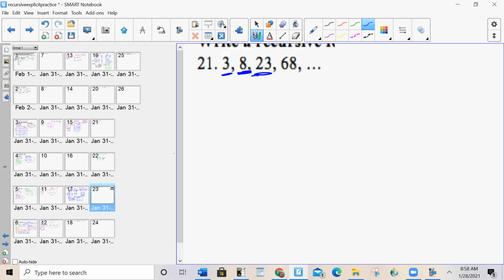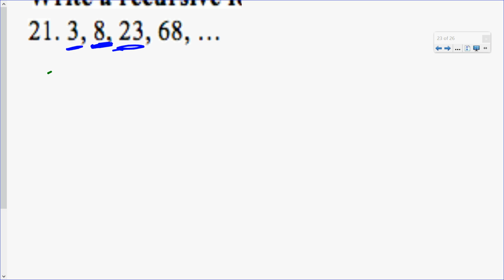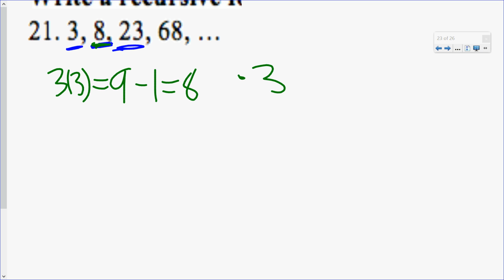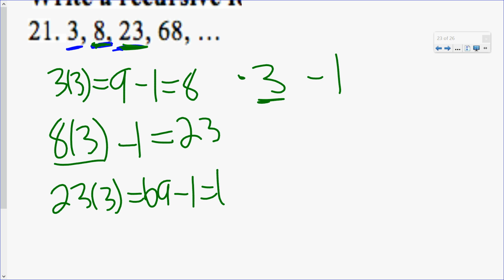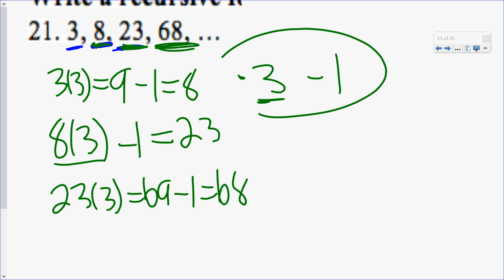Let's now try multiplying by 3. If I multiply 3 by 3, I get 9. What would I then have to do to get 8? I would have to subtract 1. So multiplying by 3 and then subtracting 1 is how I got from 3 to 8. So let's try that for the next one. If I multiply 8 by 3 and subtract 1, well, that's 24 minus 1, which is 23. Hey, it worked! Let's see if it works for the next one. If I multiply 23 by 3, I get 69, and I subtract 1, I get 68. I got it.